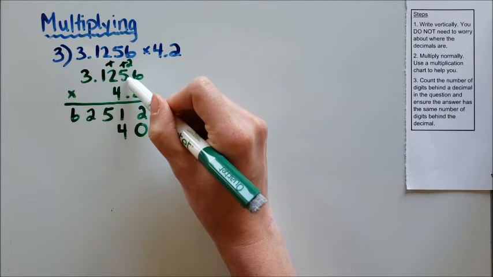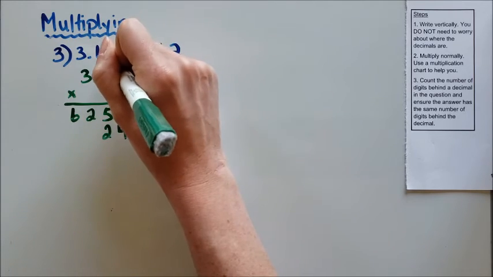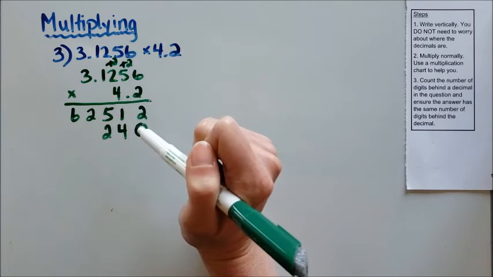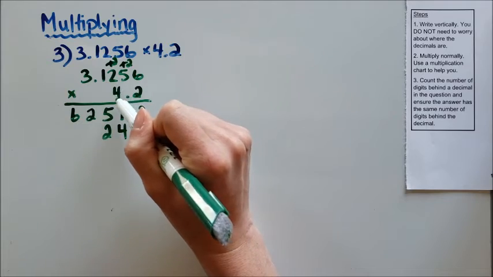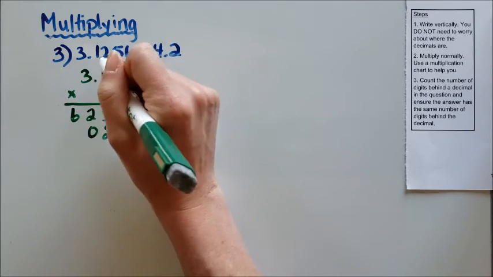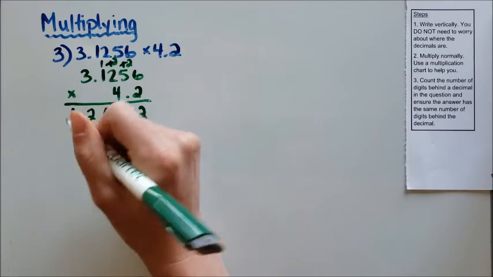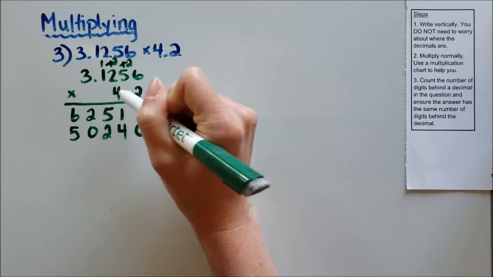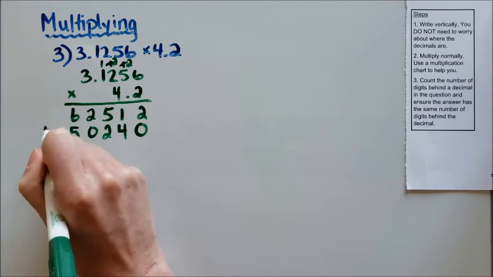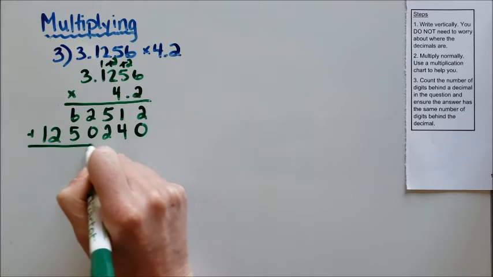4 times 5 is 20, plus that 2 is 22. And again, we see that carrying over again. 4 times 2 is 8, plus 2 is 10. We're going to carry that to the 1. 4 times 1 is 4, plus 1 is 5, and 4 times 3 is 12. So I've done all my multiplication.